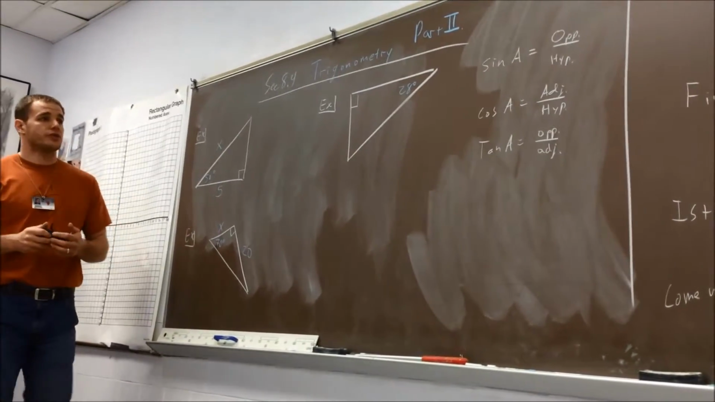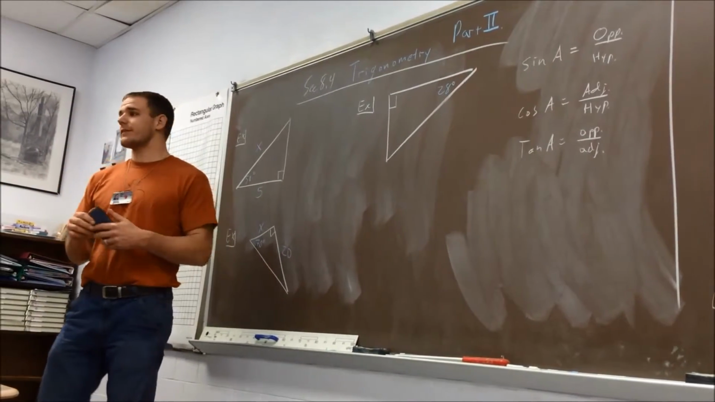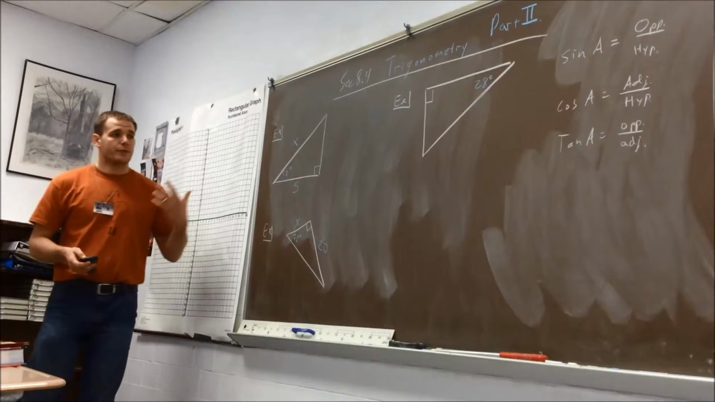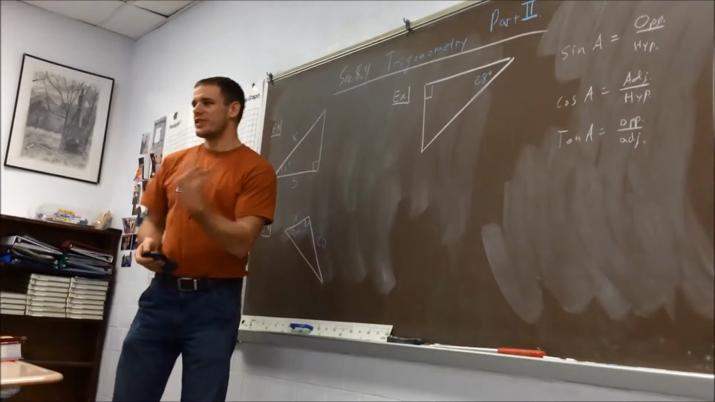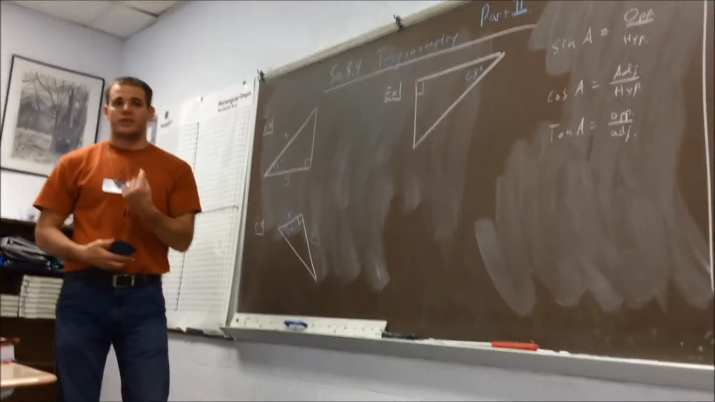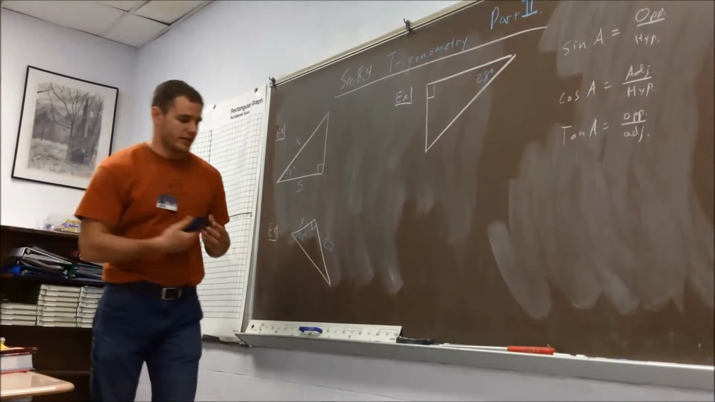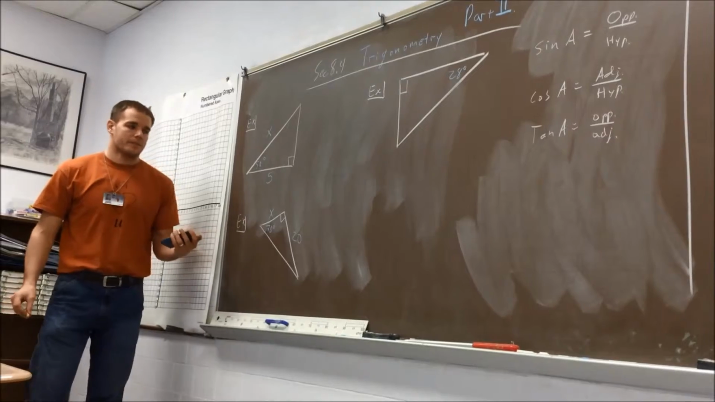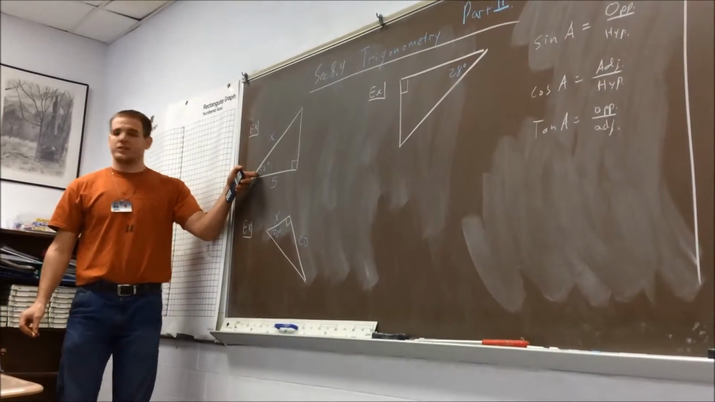All right, so Trigonometry Part II. We're going to be solving for the missing side of a triangle today. First thing we have to do is figure out which trig ratio we're going to use: sine, cosine, or tangent. So, let's look at this right here. We got 50 degrees right here.